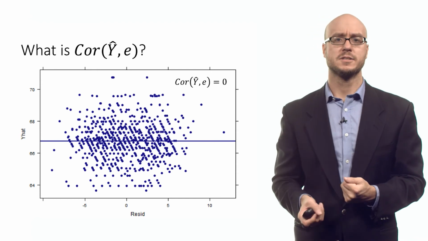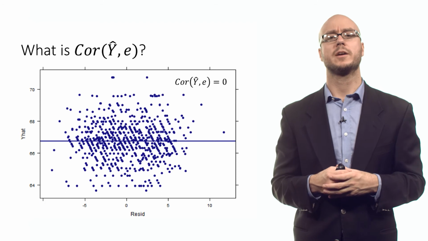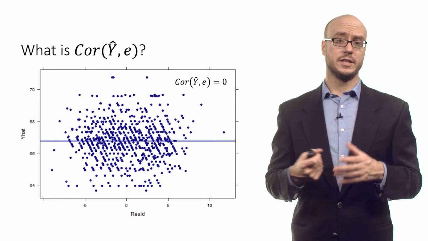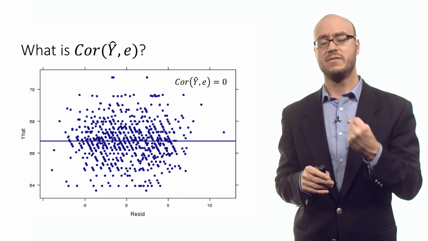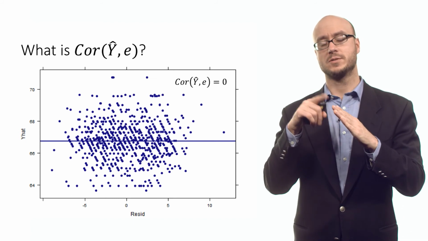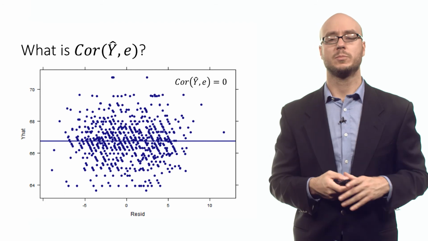Another correlation that we might want to look at is the correlation between our fitted values and our residuals, or errors. And as a consequence of minimizing the sum of squared errors, we find that the correlation between the y-hat and the errors, or residuals, is 0. So the fitted values on that line and those residuals, those errors, have no relationship whatsoever.